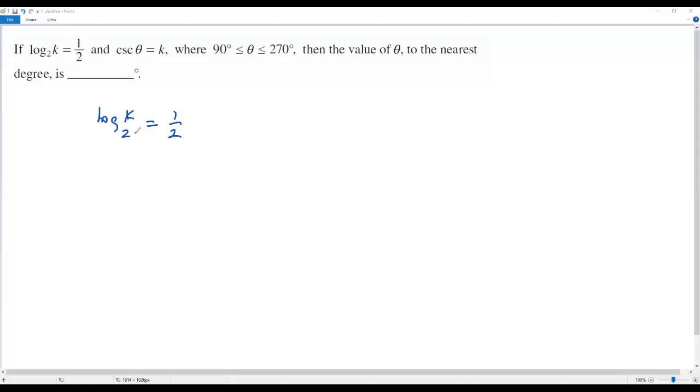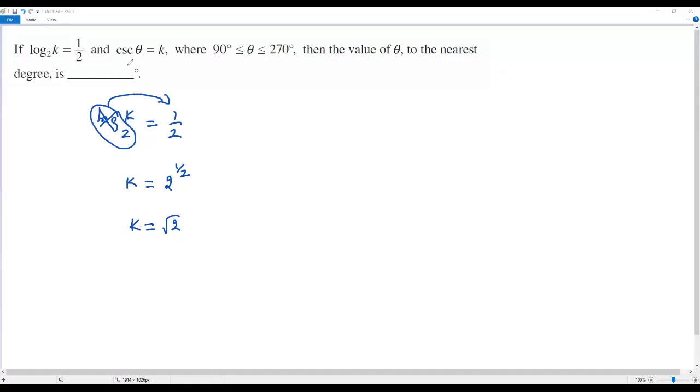To convert this equation to exponential form, I have to move this log along with its base 2 to the other side of the equation. When I move it, I ignore the logarithm and consider only the base 2 on the other side. The value which already exists on the other side will become the exponent. So k equals 2 to the power 1 half, and since the exponent is 1 half, it can be written as the square root of 2.